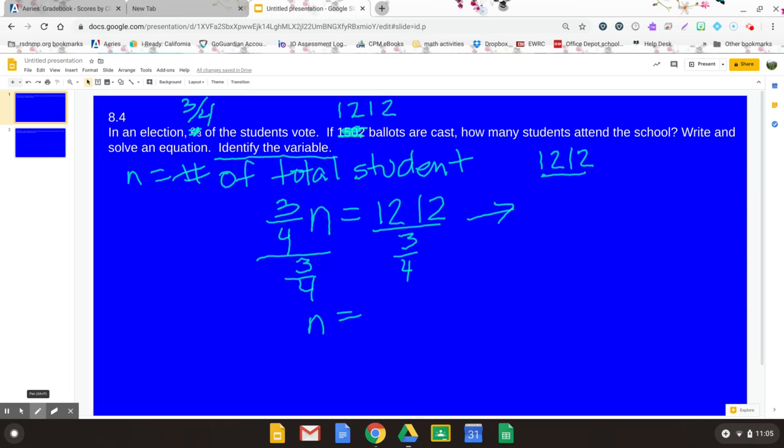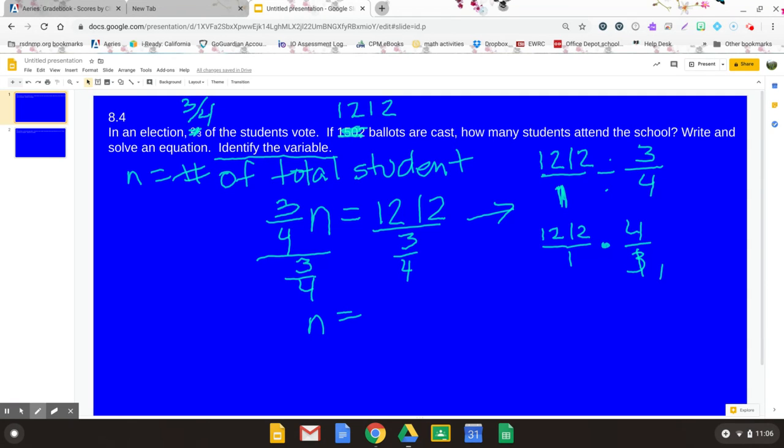1,212, turning that into a fraction, divided, and that's a 1, not a 7, divided by 3/4. Stay, switch, flip is the rule when we divide fractions. So 1,212 over 1 times, I'm going to switch that, and I'm going to flip 3/4 to become 4/3. Now I'm going to simplify by cross division.